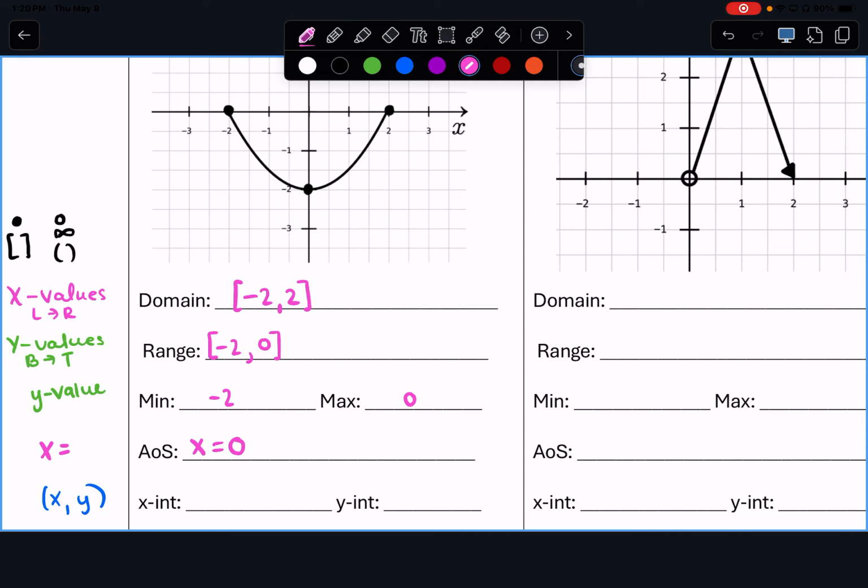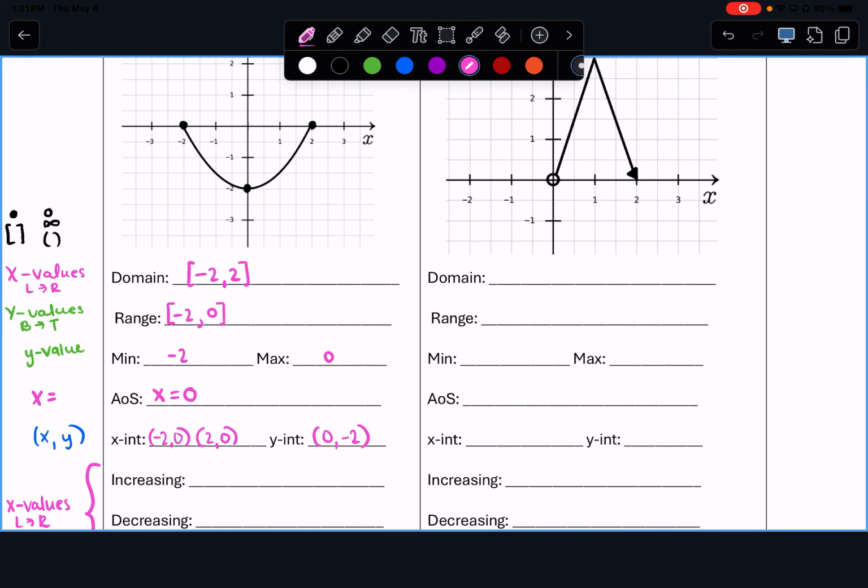Now, we're going to look at intercepts. How many times does it touch the x-axis? Twice. So we have to do two points. What's the first point? Negative 2, 0. What's the second point? 2, 0. Now, how many times does it touch the y-axis? Once. What's that point going to be? 0, negative 2.